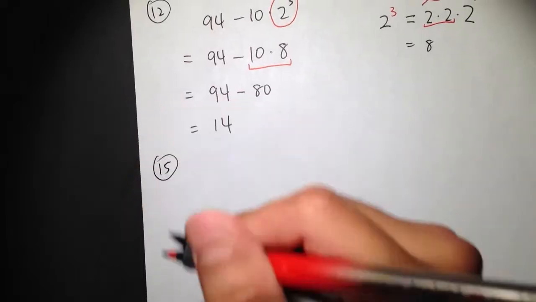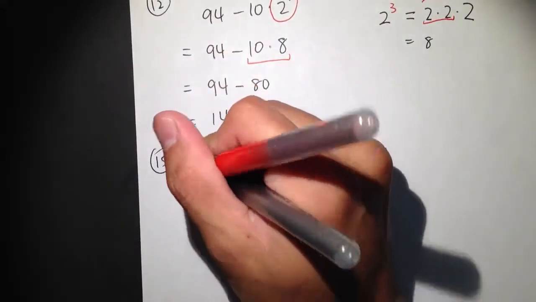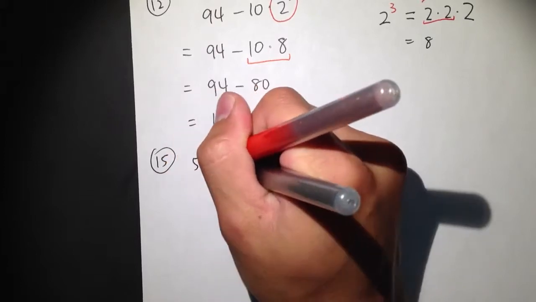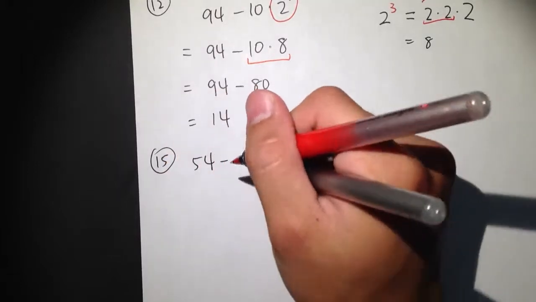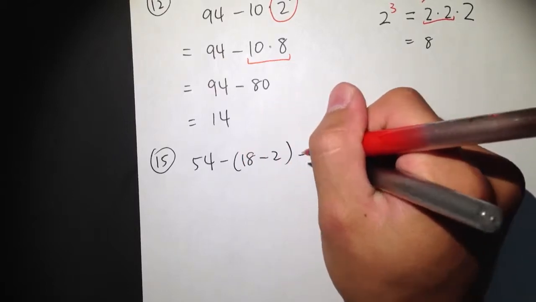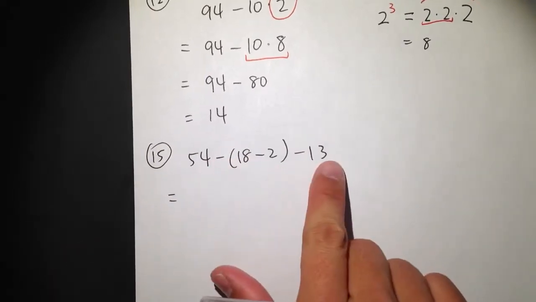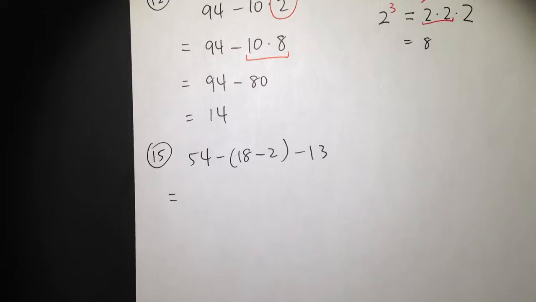Number 15. I'm just going to do the multiples of 3's as examples for you guys. 54 minus 18 minus 2 in parentheses minus 13. So in this question, we have just subtractions and parentheses. You can think about parentheses as like an express mail.